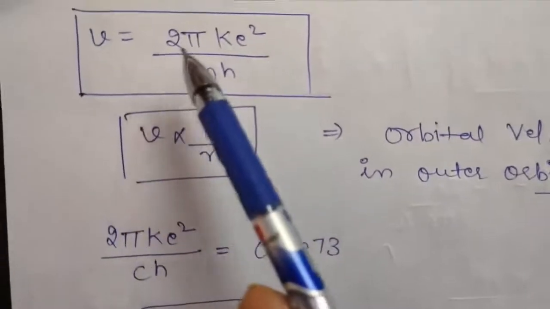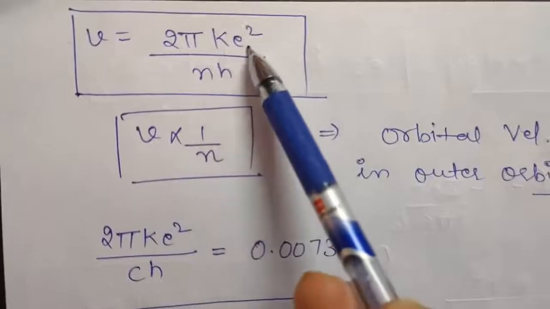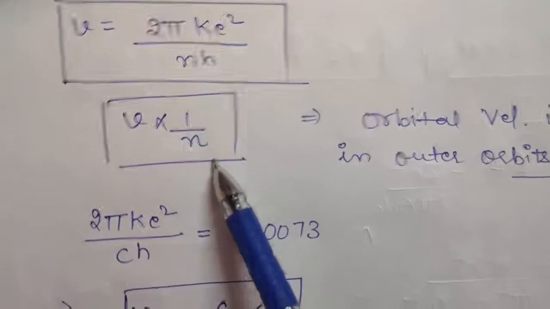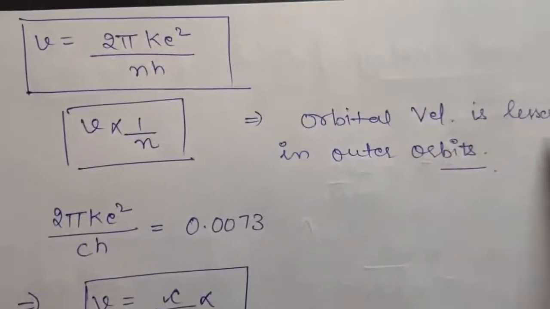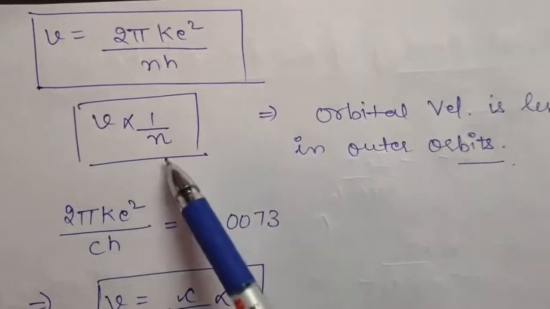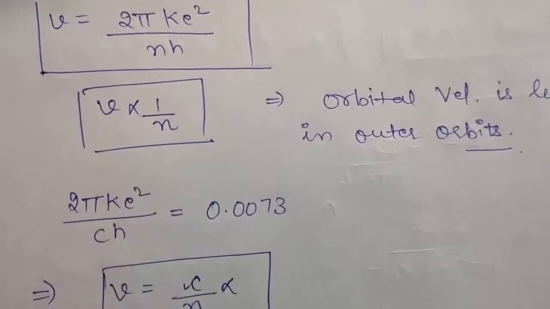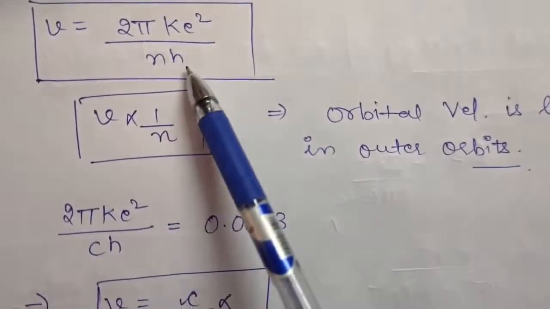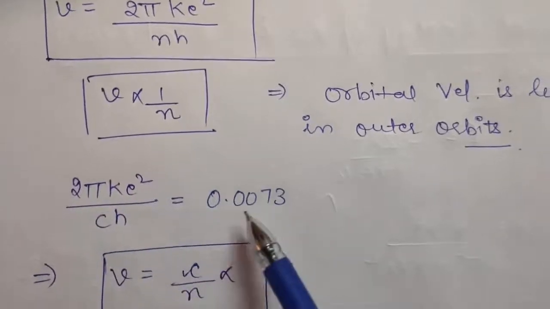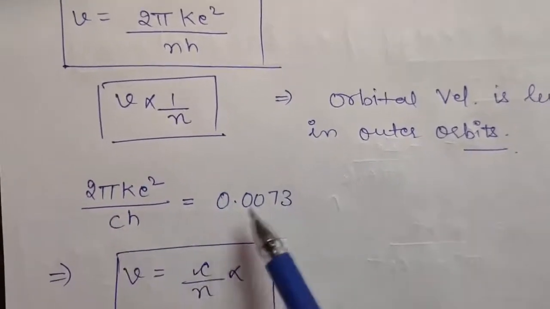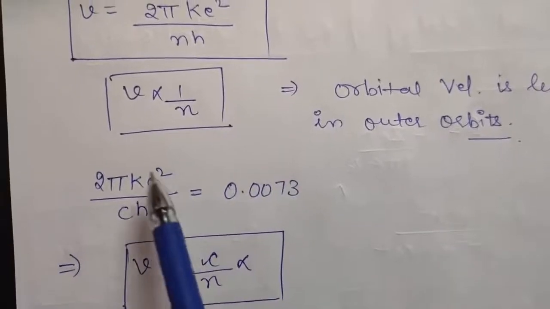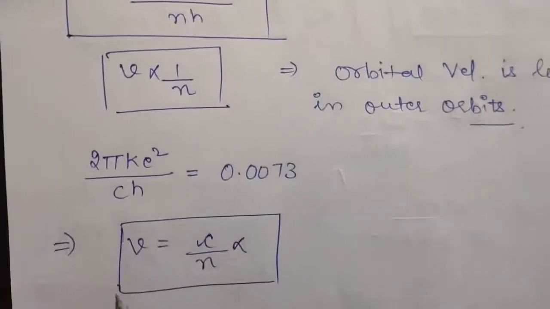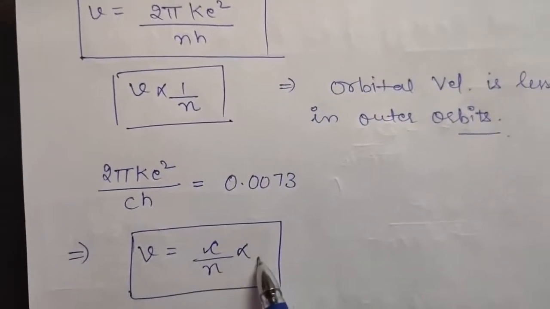Now again 2 pi is a constant, k is a constant, e is a constant, h is also a constant. So you can say velocity is inversely proportional to n, or you can say the orbital velocity will be lesser in outer orbits. Obviously, as n goes on increasing, velocity will go on decreasing. Okay, so now see the value of 2 pi k e square upon hc. This value is 0.0073. So if you remember this value, and if we want to write the velocity in the form of this, just multiply and divide here by c. So you will get v is equal to c by n into alpha, right?